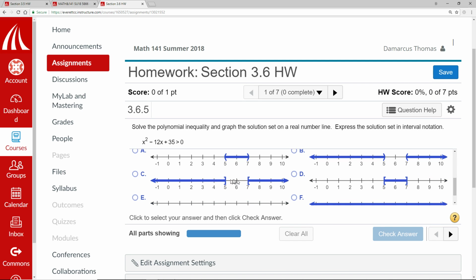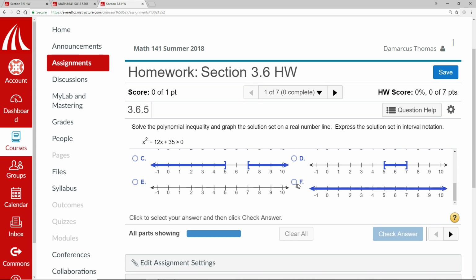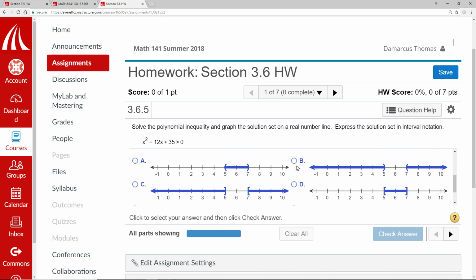And now they want us to actually choose the correct graph that would make it work. Obviously, it's between B and C, and the difference between B and C is that in C, it uses the bracket notation where it's starting at 5 and 7. That means it's including 5 and 7.